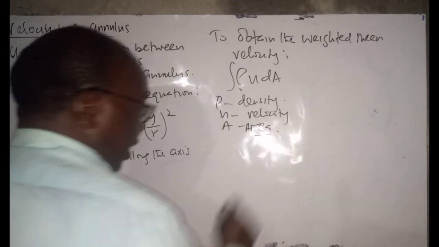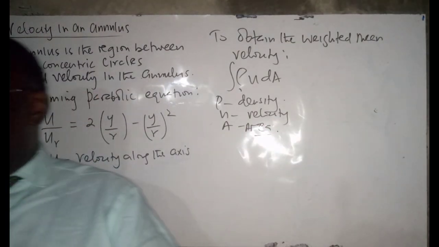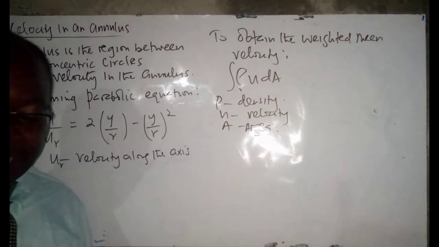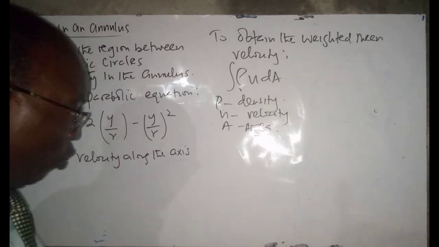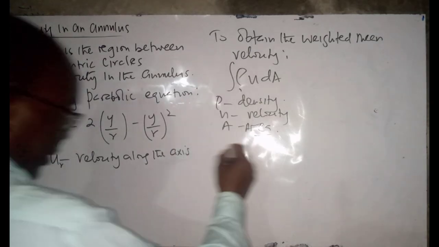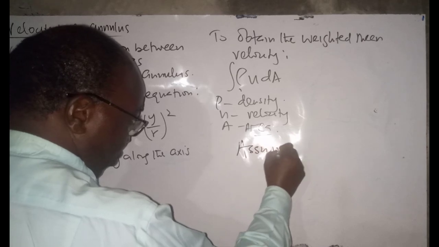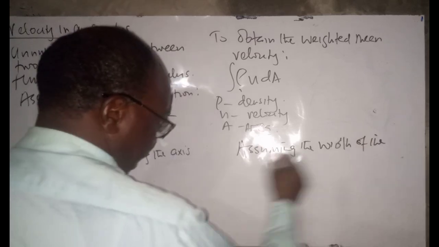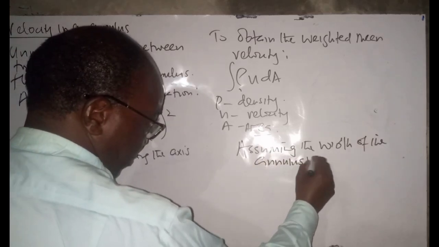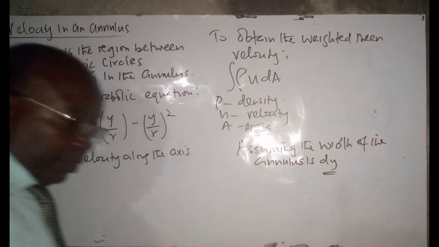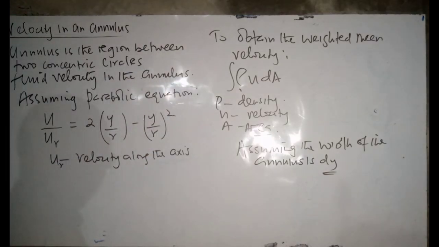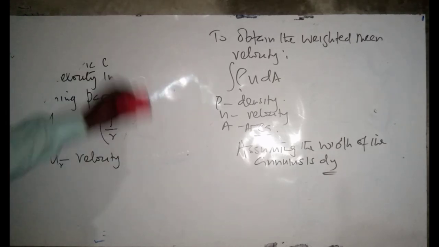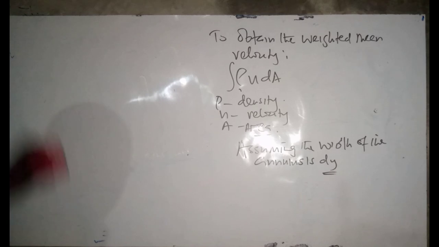Now, if we assume that for this annulus the width is dy, then we can proceed and compute these other quantities very easily. If the width of the annulus is dy, then our life becomes a lot easier because we can get the expressions which we want.